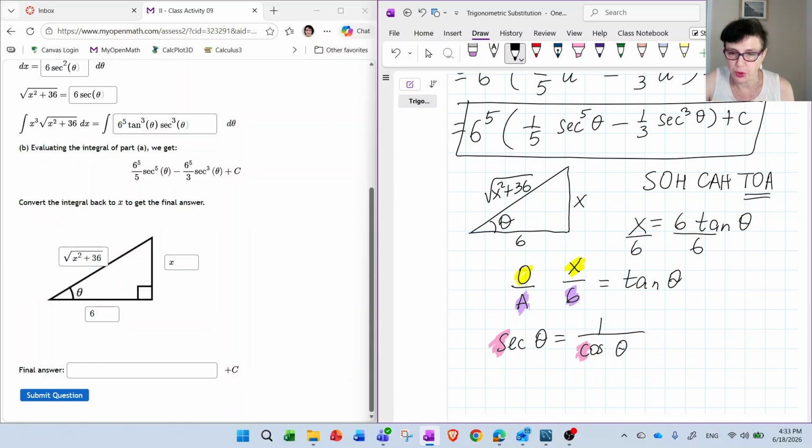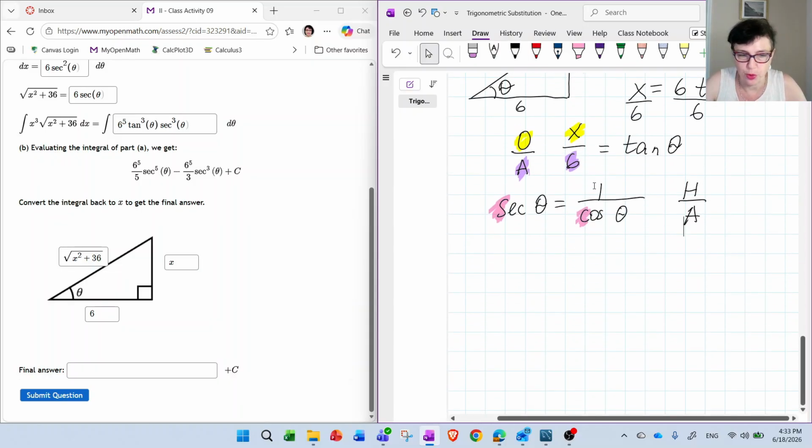Now, what was cosine? Well, from this, cosine is adjacent side over hypotenuse. But secant is 1 over that. So instead of adjacent over hypotenuse, you flip them and it becomes hypotenuse over adjacent. So this is going to be hypotenuse over adjacent. Okay, we're almost done, I promise.